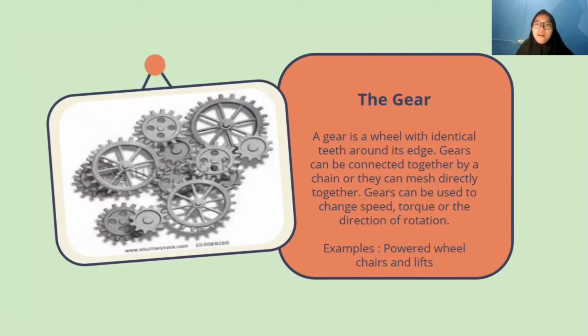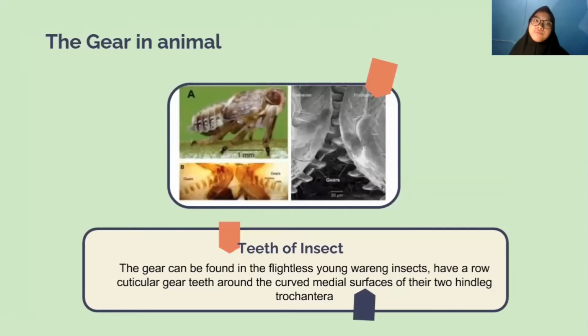And the last type of simple machine is the gear. A gear is a wheel with identical teeth around its edge. Gears can be connected together by a chain, or they can be meshed directly together. Gears can be used to change speed, torque, or the direction of rotation. Examples of gears are a powered wheel, chain, and sleeve.